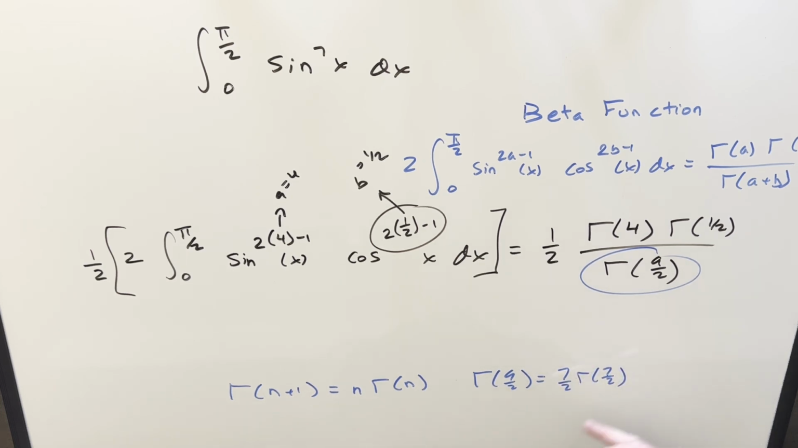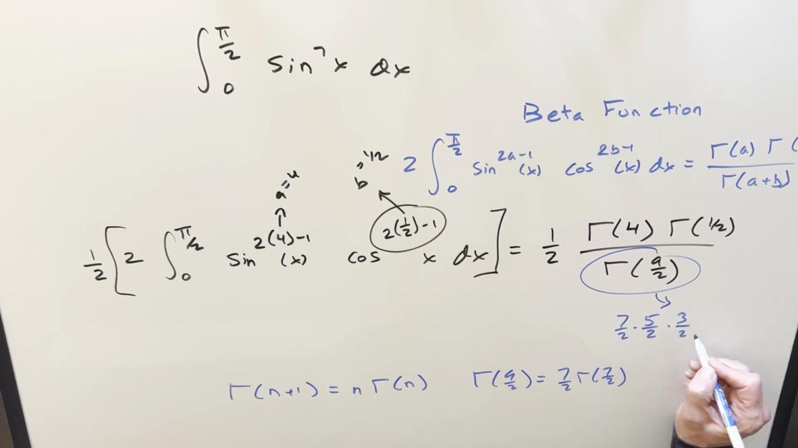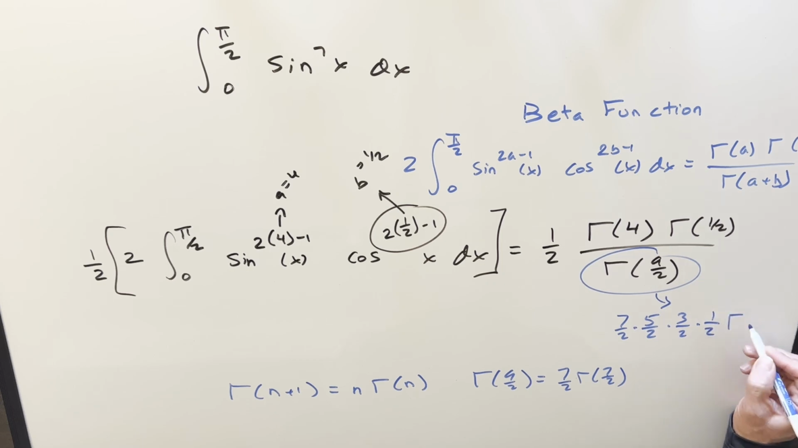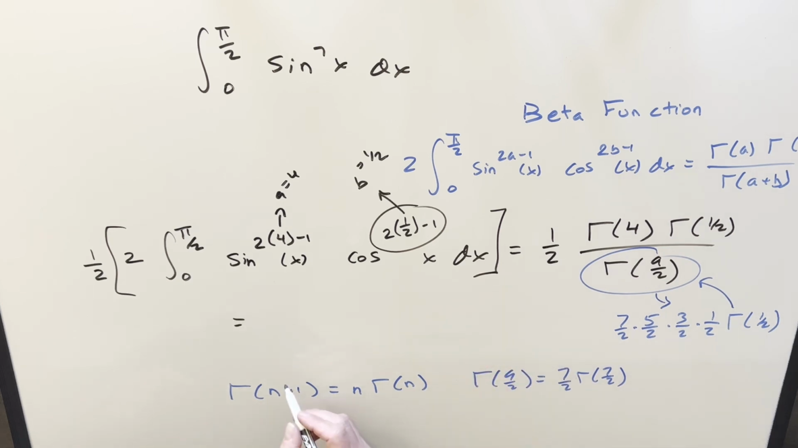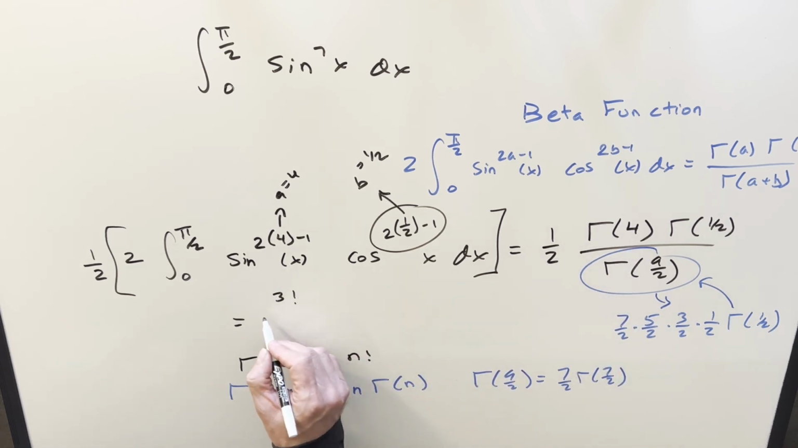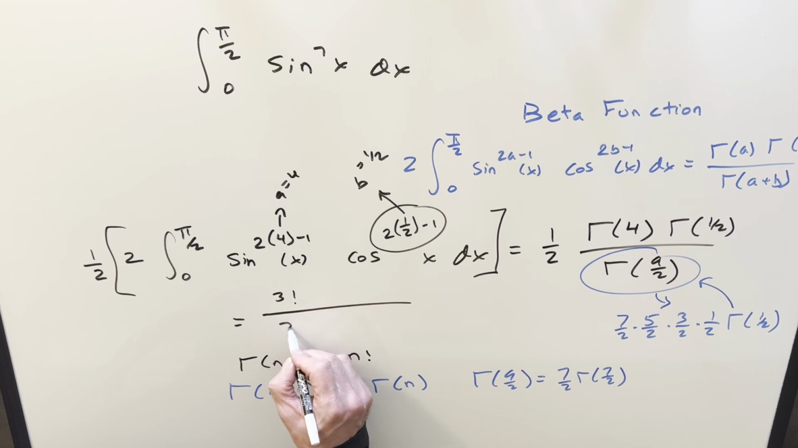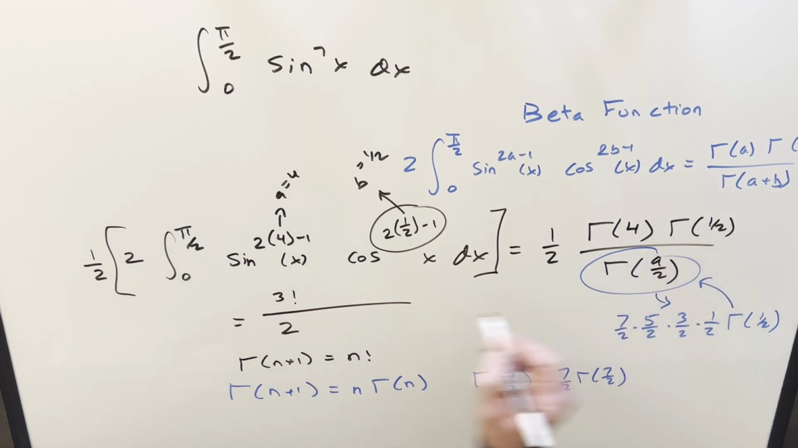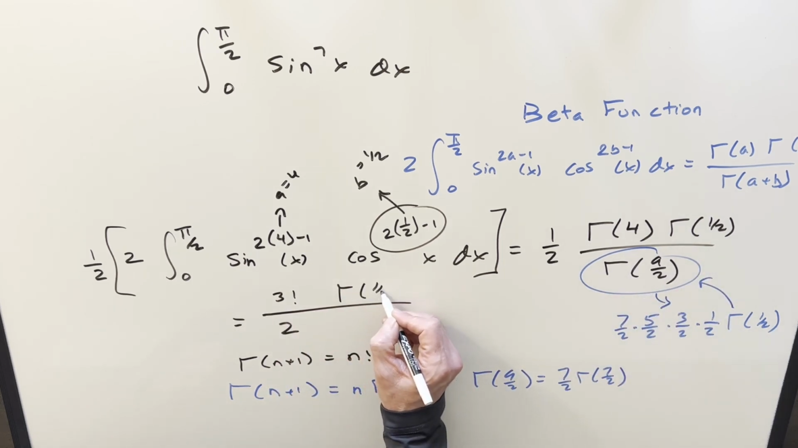But if you just do this over and over again, what you're going to get is 7/2 times 5/2 times 3/2 times 1/2, and eventually gamma 1/2. So we'll take this and plug it back in here. For gamma of 4, we also have the formula gamma of n plus 1 is the same thing as n factorial. So gamma of 4, I can write that as 3 factorial over, we'll use the 2 here. We'll just leave gamma 1/2 for the moment.